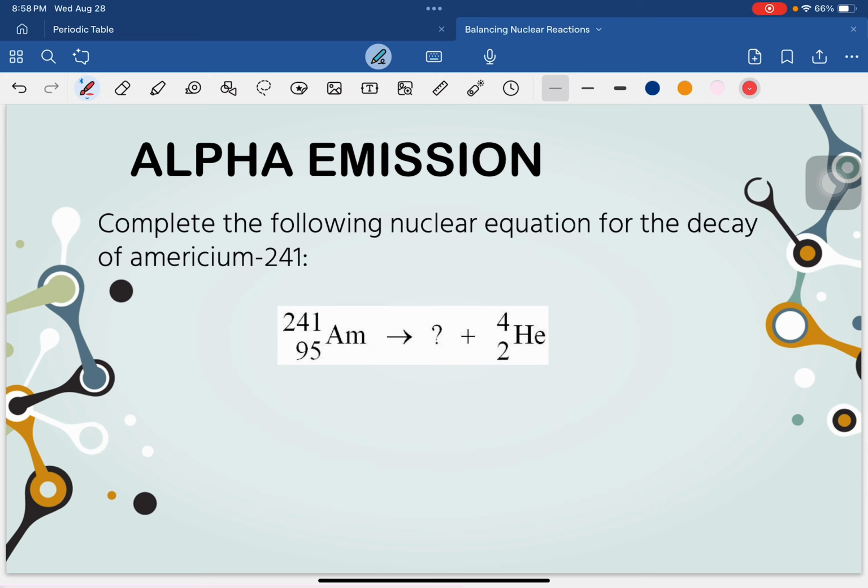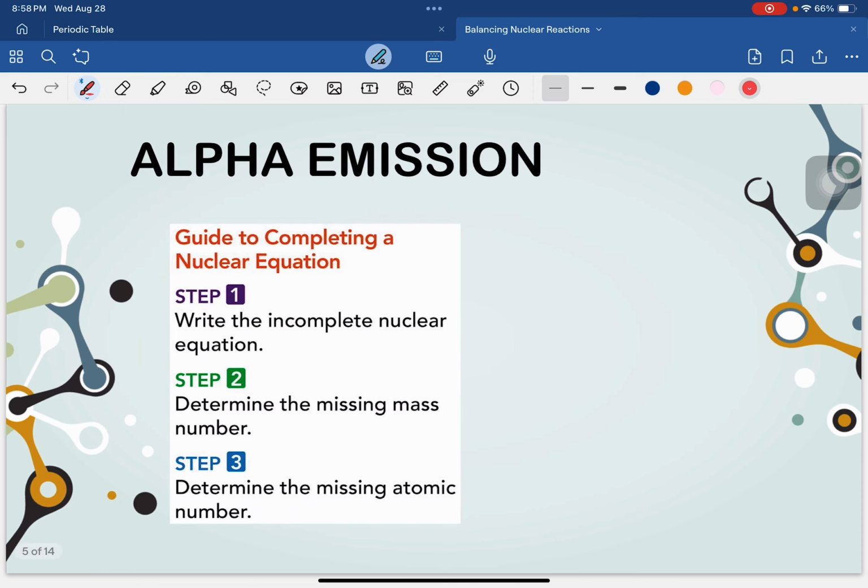So what would be the element here in this question mark? Or what would be the new nucleus? So quite simple. So first we go to the steps, okay? And we just copy that here. That's 241, 95, americium. Yields what we're looking for, and since it's an alpha emission, so 4 2. So that will be the first step, writing the incomplete nuclear equation.